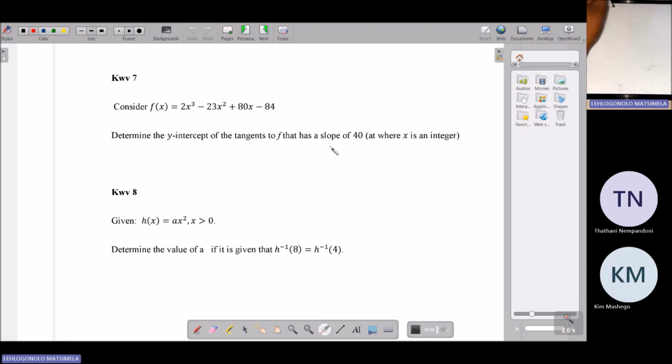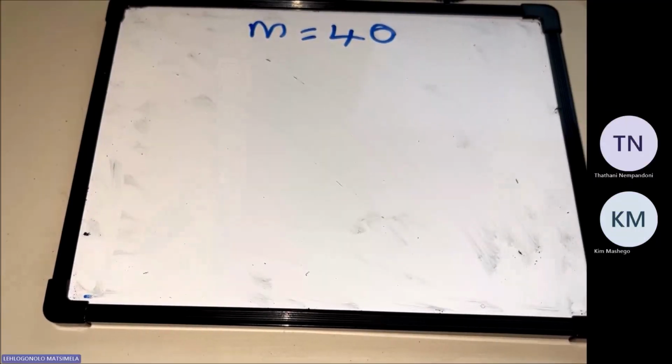Slope is a gradient, which means now our gradient is equal to 40. And they say in the brackets, where x is an integer. Remember, an integer is a number that can be in the form of a negative number or a positive number, but not a fraction. Now let's see how we work this one out.